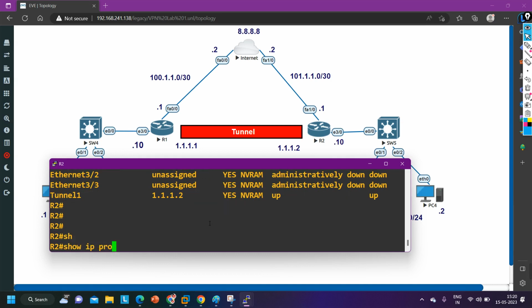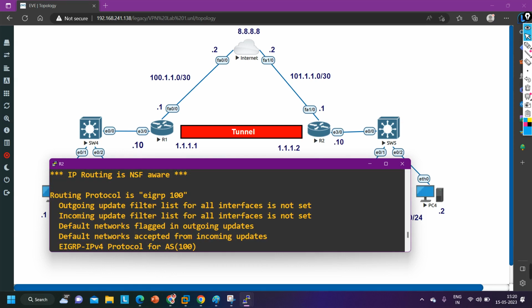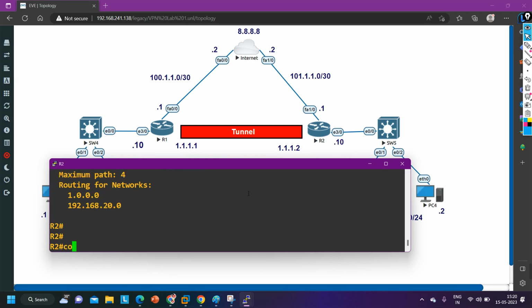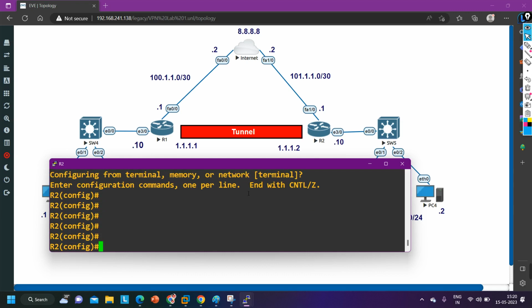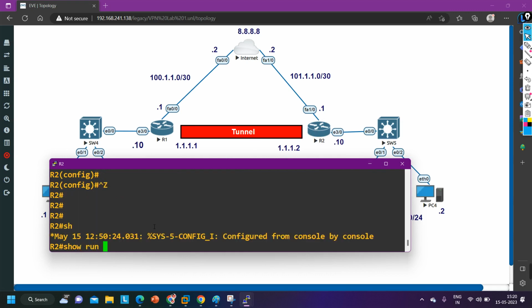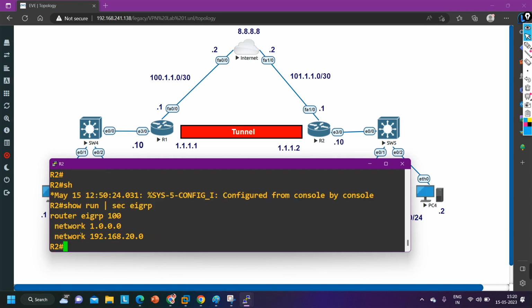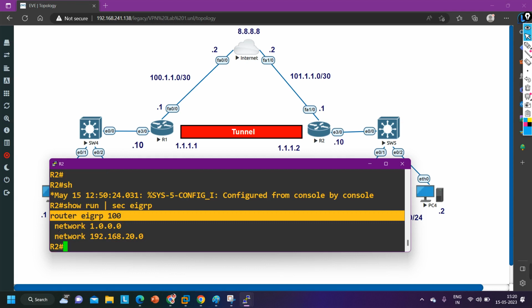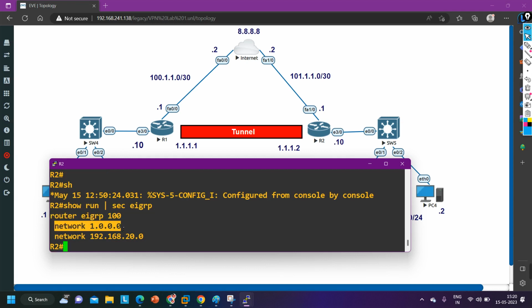Now, am I running any protocol over here? Yes, I am running EIGRP 100. Actually I am running EIGRP so that we can share our private network through the tunnel interface. Run section EIGRP. In EIGRP, how many commands have I run? Router EIGRP 100, and after that network. I have advertised the network which is running on the tunnel interface and my private network.